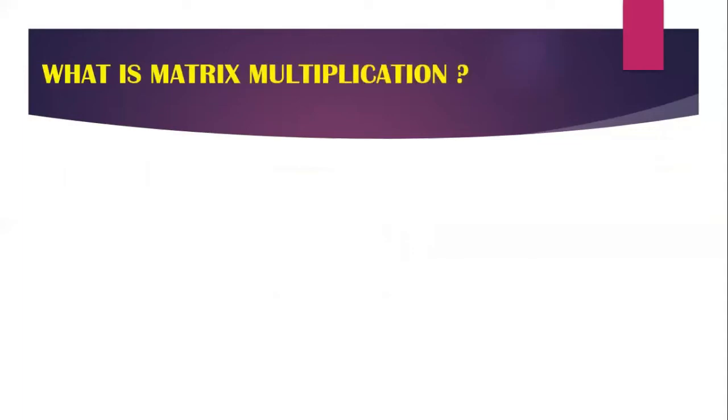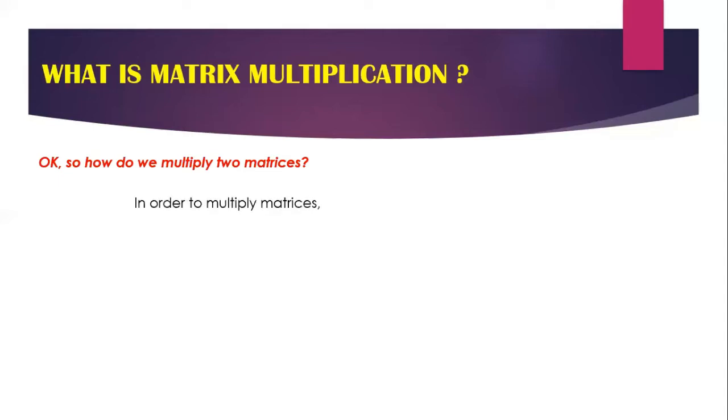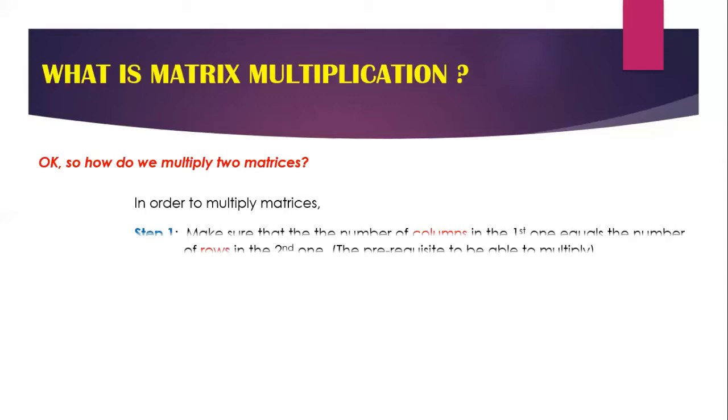Okay, students, we go to the next topic. How do we multiply two matrices? In order to multiply matrices, there are three steps. Step one, make sure that the number of columns in the first one equals the number of rows in the second one. The prerequisite to be able to multiply. Okay, step one is already explained, right?